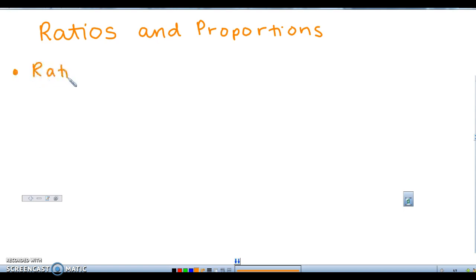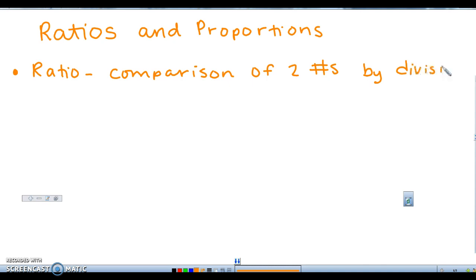A ratio is a comparison of two numbers by division. So there's a couple different ways we write this. Word form is x to y, x colon y is one way, or the fraction form x over y. We'll be using fraction form a lot because fractions we know how to work with very easily.